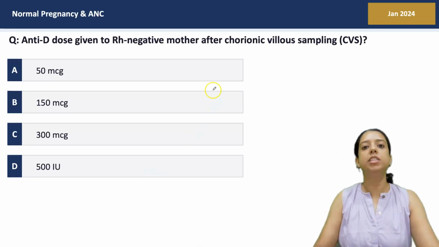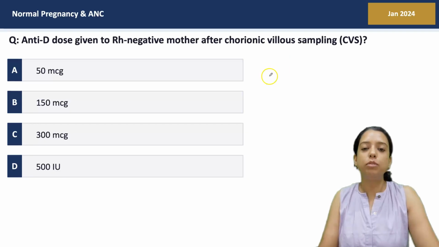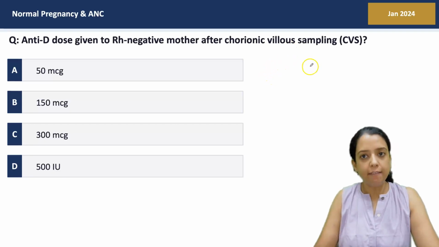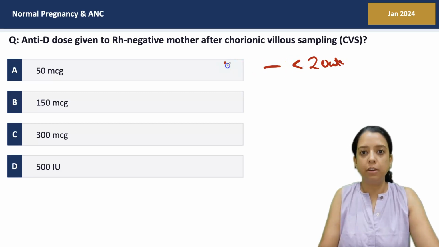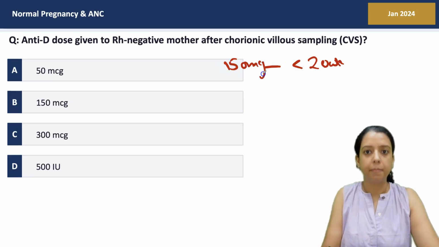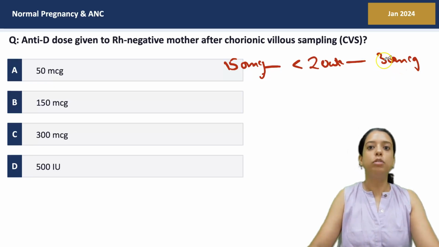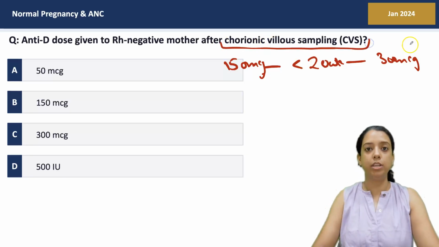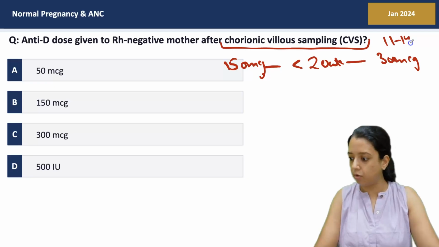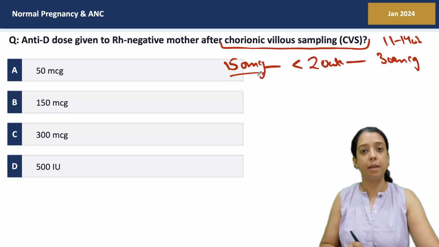Anti-D dose given to Rh negative mother after chorionic sampling. So now, according to the recent guidelines, whenever you give anti-D at less than 20 weeks, the dose is 150 mcg. And when you give it after 20 weeks, the dose is 300 mcg. So dose for chorionic villus sampling. Do we know chorionic villus sampling is done at what gestation? Yes, it is done at 14 weeks of gestation and the dosage is 150 mcg.